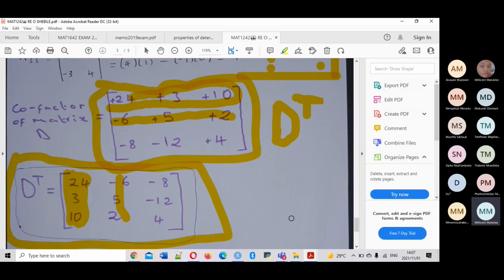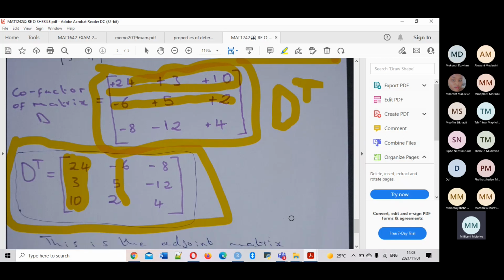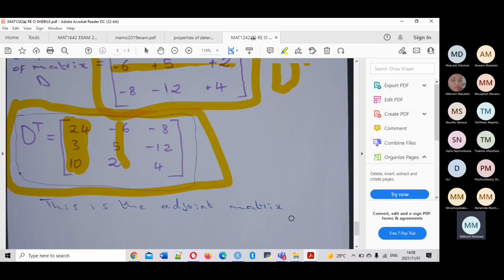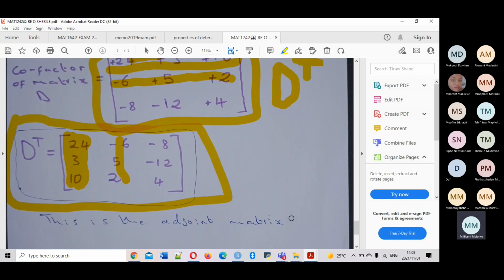Guys, do you have a question so far? And this transpose matrix is our adjoint matrix. Any question? No question.